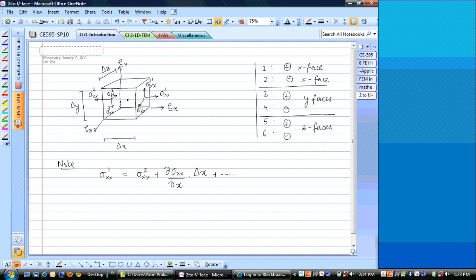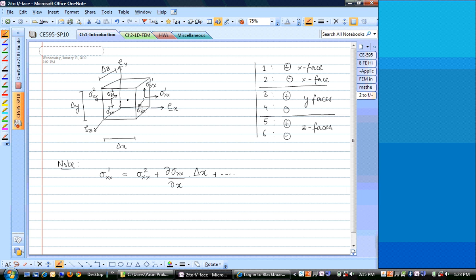All I'm doing here is expressing the state of stress on the middle point of the first face in terms of the stress at the middle point of the back face. The only change from the back face middle point to the front face middle point is this delta x. So the Taylor series expansion gives sigma xx1 equal to sigma xx plus the rate of change of sigma xx times delta x. This is a first order Taylor series approximation for sigma xx1.